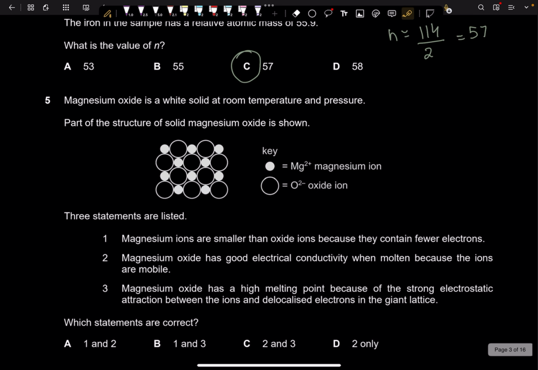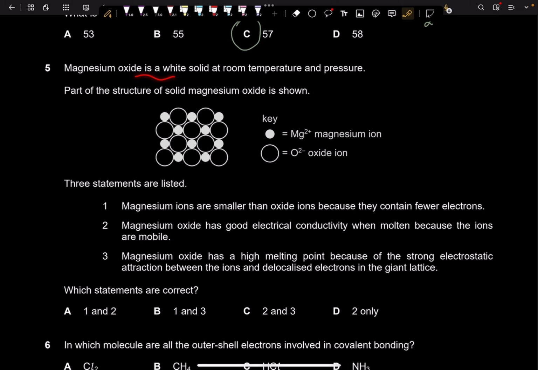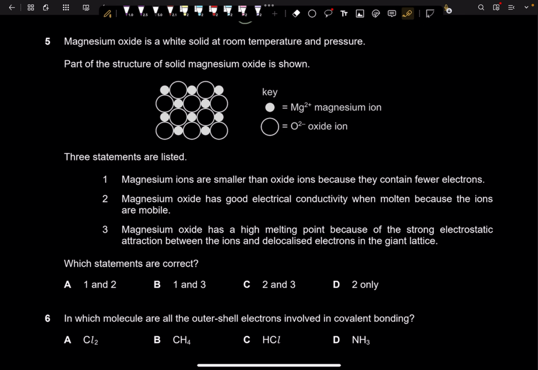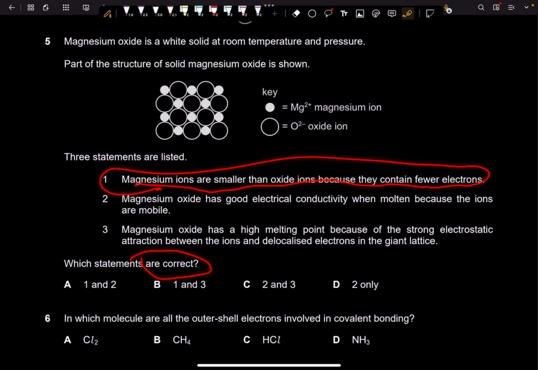Okay, let's move on. Magnesium oxide is a white solid at room temperature and pressure. Part of the structure of solid magnesium oxide is shown. Mg2+ are magnesium ions and O2- is the oxide ion. 3 statements are listed. Which statements are correct? Magnesium ions are smaller than oxide ions because they contain fewer electrons. That's correct.